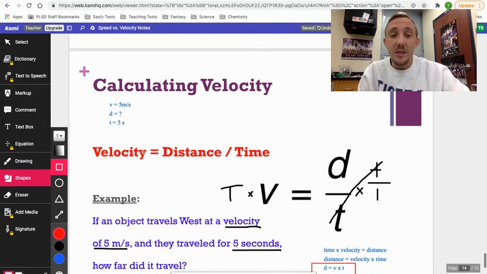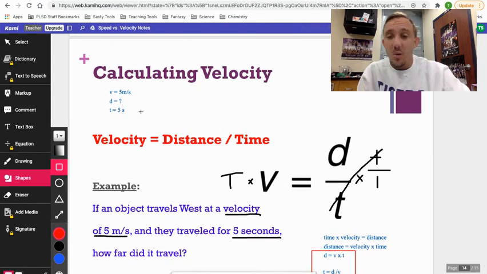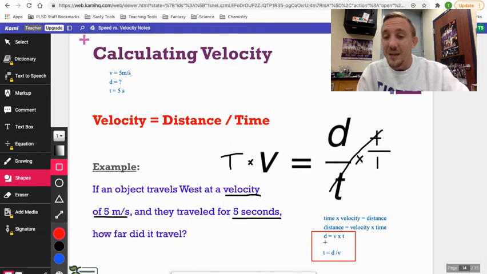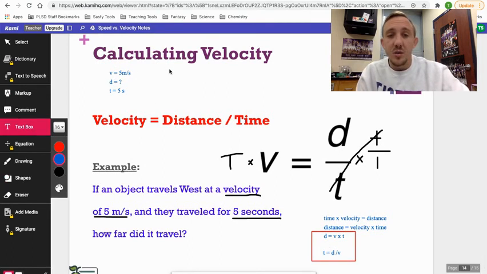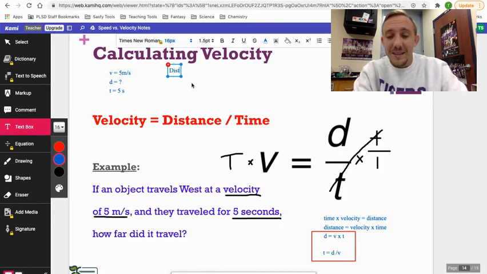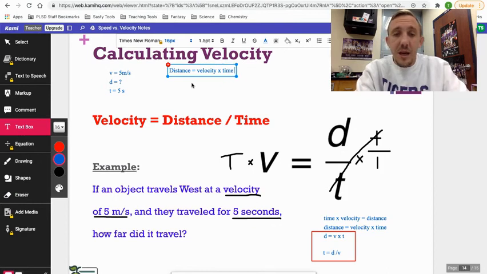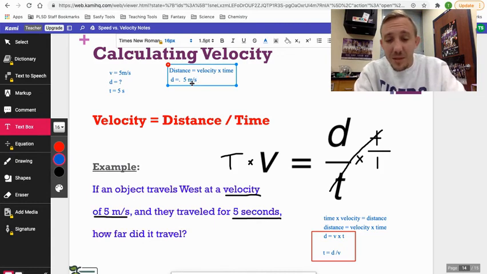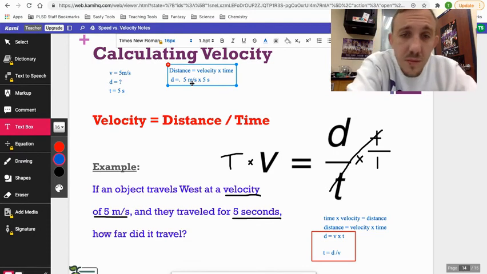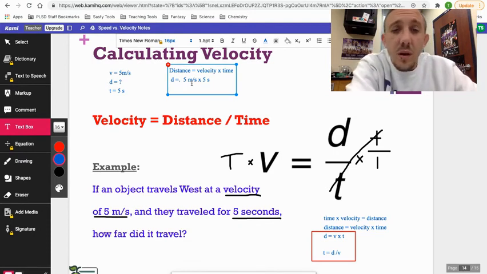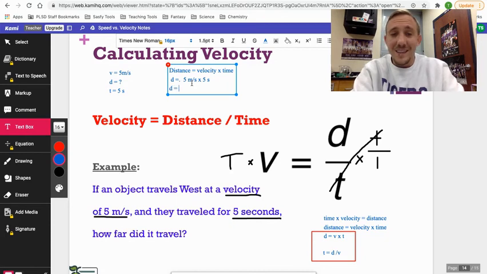Okay? And since we're trying to find distance, we have to use the equation that has distance by itself. So the equation is going to be distance equals velocity times time. When I do that, d equals 5 meters per second times 5 seconds.